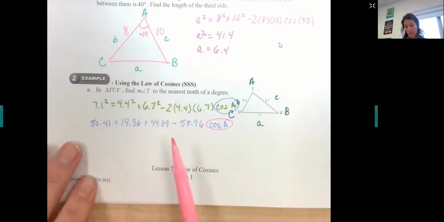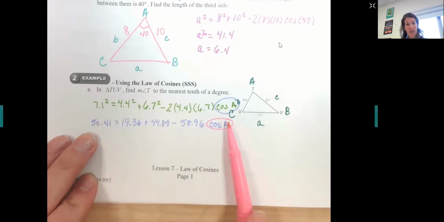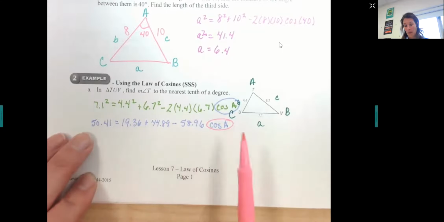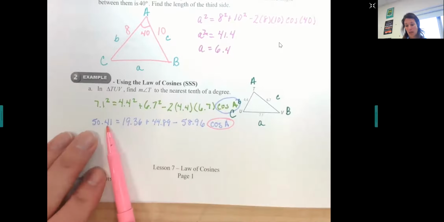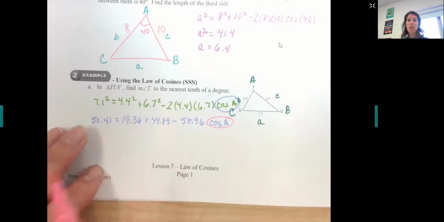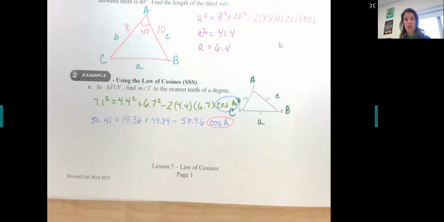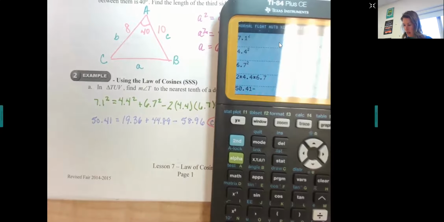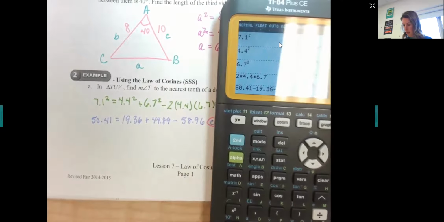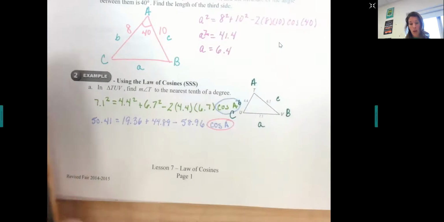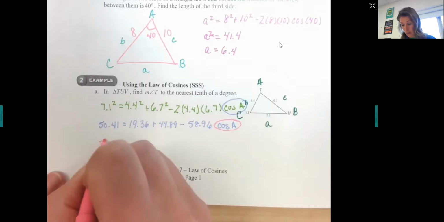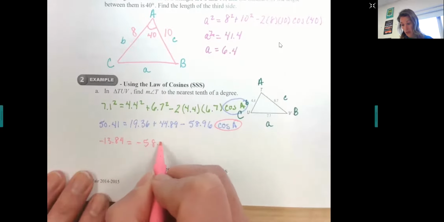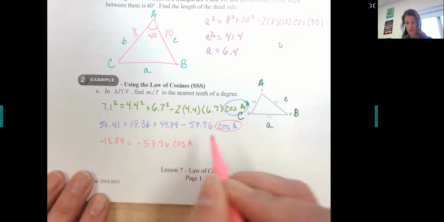So in order to do this, if this was just X, you would know what to do. We're going to subtract these two numbers from 50, and then we would have to divide by this, one step at a time. So I'm going to take my 50.41 and subtract both of those numbers. You should know that basic math. That's what trips us up most of the time, but that's what we're doing. So 50.41 minus 19.36 and 44.89. It's definitely going to be a negative number. -13.84. I've taken away those, is equal to a negative 58.96 cosine A.